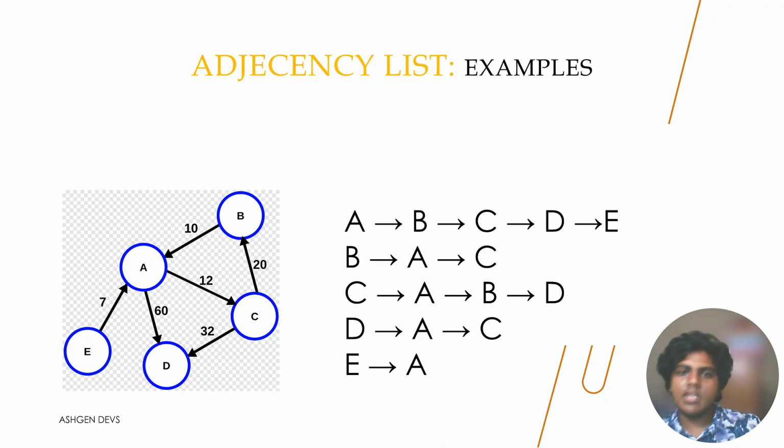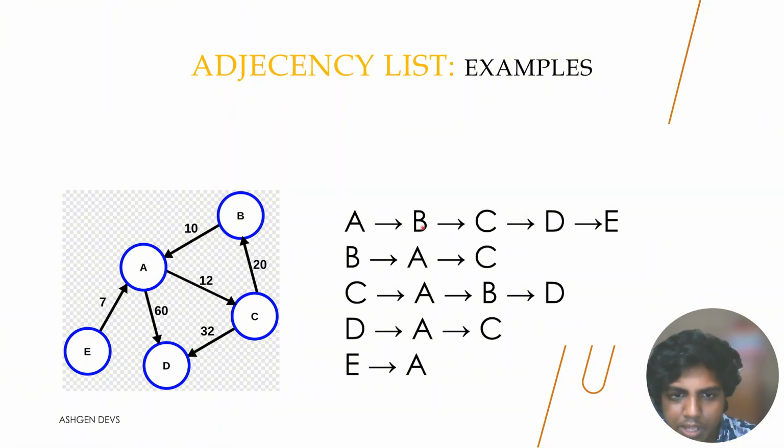And here is an adjacency list example. Here we can see that A is connected to B, C, D and E. B is only connected to A and C. So B: A and C.